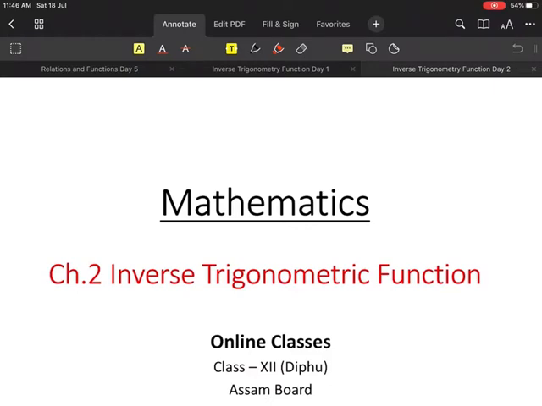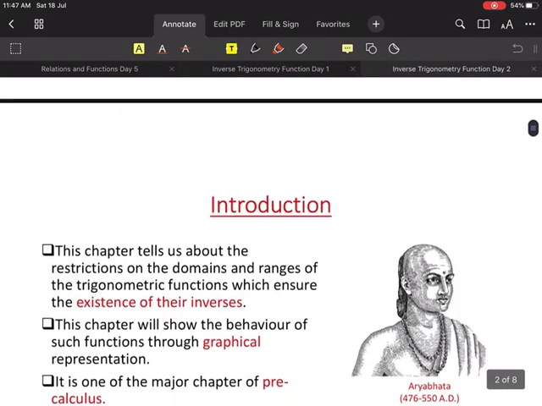So today we're gonna start inverse trigonometric functions. Acha, yesterday I gave you some notes. Did you guys go through those notes about how to find those values? So let's start chapter 2, inverse trigonometric functions.